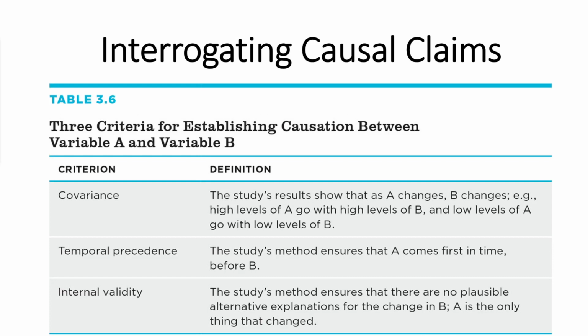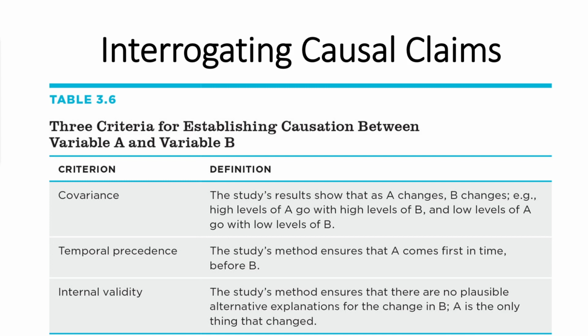Now, we've talked quite a bit about the difference between an association claim and a causal claim, and the fact that both involve two variables. But a causal claim is a little bit more strict because it's giving us that direction, that statement that A causes B. We actually have a couple of criteria that have to be met before we can go so far as to say that A causes B.